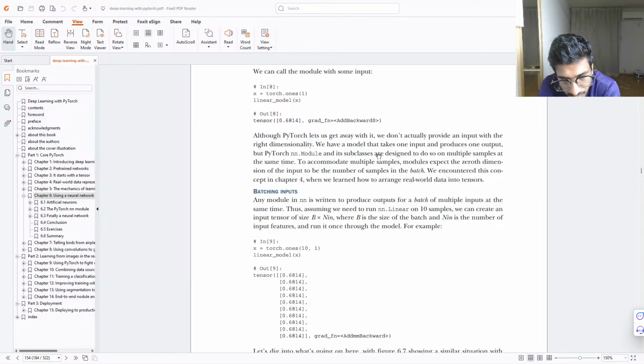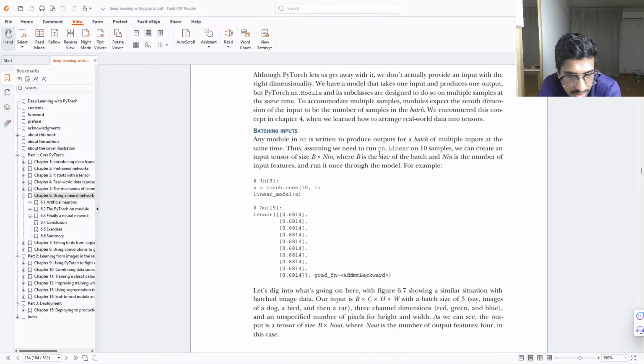Batching inputs. Any module in nn is written to produce outputs for a batch of multiple inputs at the same time. Thus, assuming we need to run nn.Linear on 10 samples, we can create an input tensor of size B by N, where B is the size of the batch and N is the number of input features, and run it once through the module. For example, x is equal to torch.ones(10, 1).